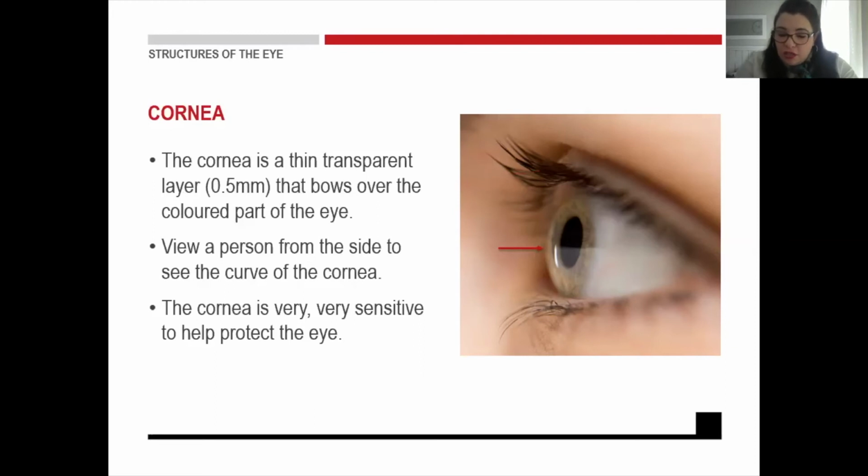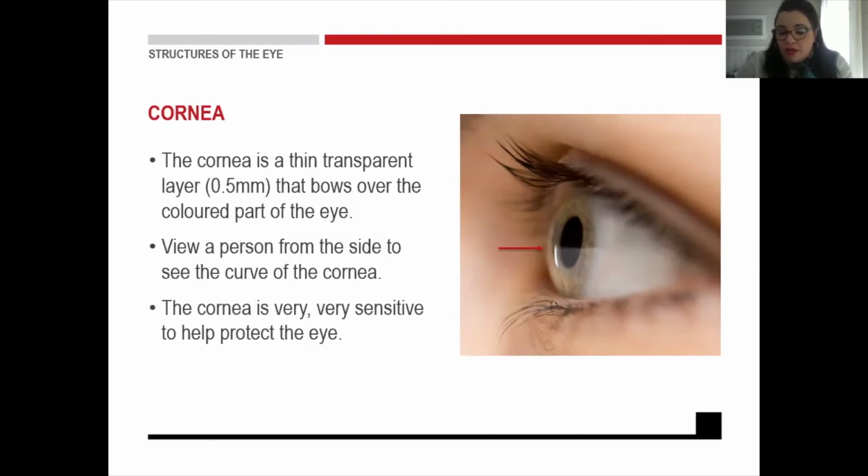Okay, the next structure is the cornea. The cornea is a very thin transparent layer. It's about 0.5 millimeters thick, and it is in front of the eye. So if you look at someone's eye from the side, you will see there's like a transparent ball in the front, and that is called the cornea. It's extremely sensitive. There's a lot of nerves located in a very small area, and that's the reason why it feels like a mountain in your eyes if there's only maybe a piece of dust.